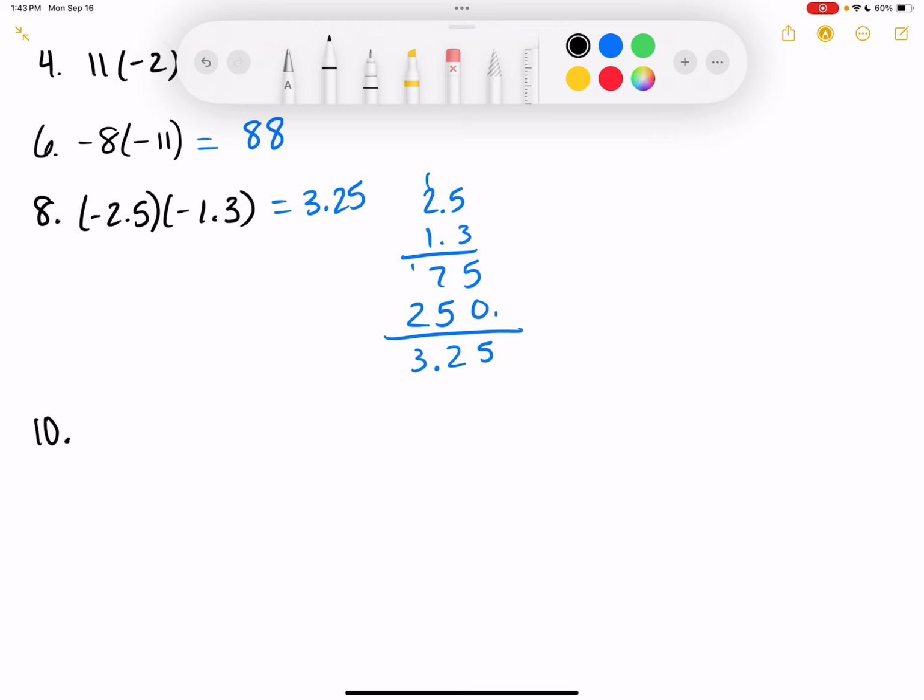Number 10. Negative 1/2 times negative 32. This one can be a quick math problem. What is this? 16, and it's positive because they are the same sign.